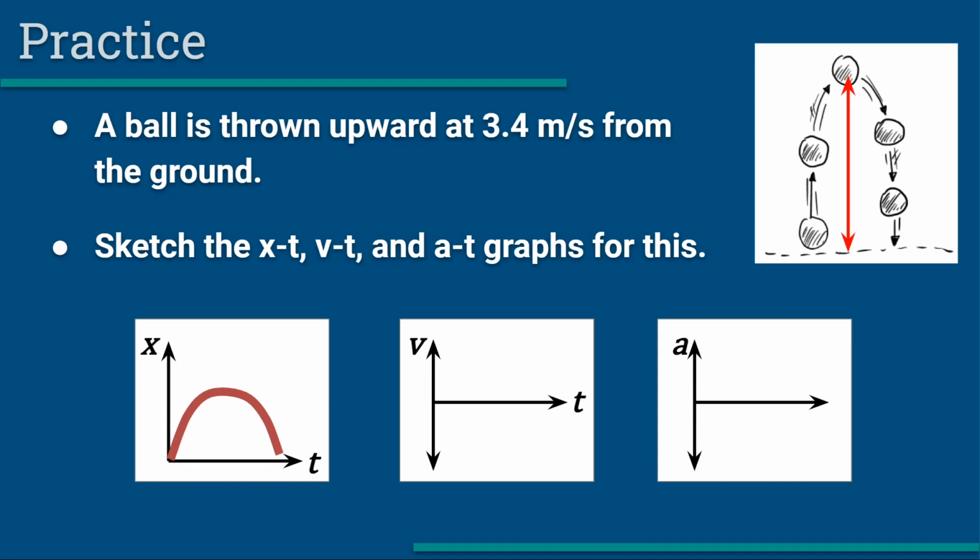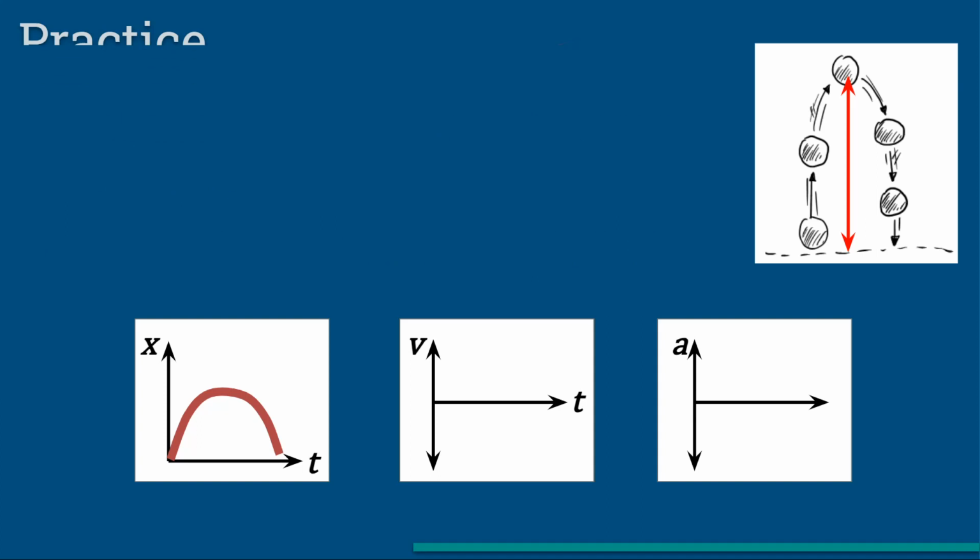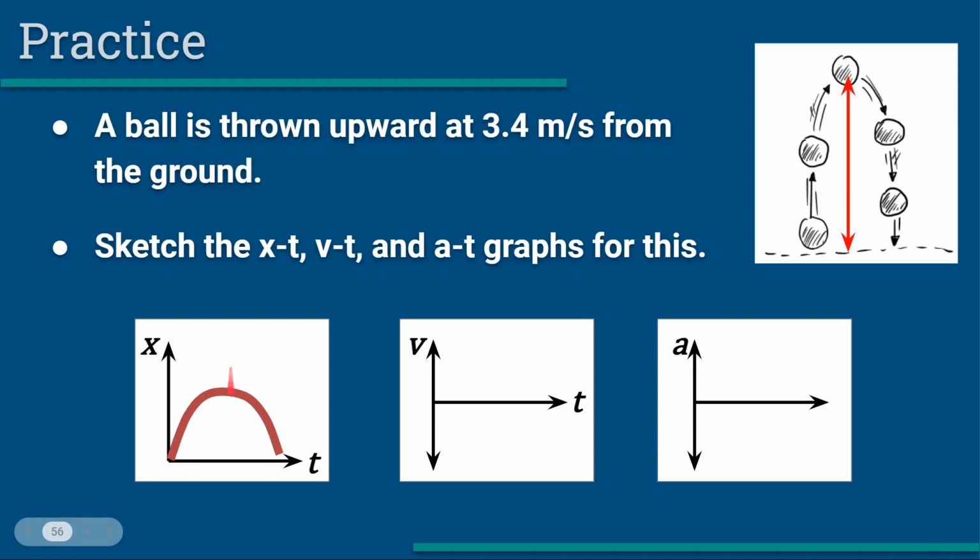It starts out moving faster, moving up. It's going to flatten out at that very top point where it turns around. That moment in between the two, that's where it has stopped. So this would be max height, and then it's going to go down and speed up again.